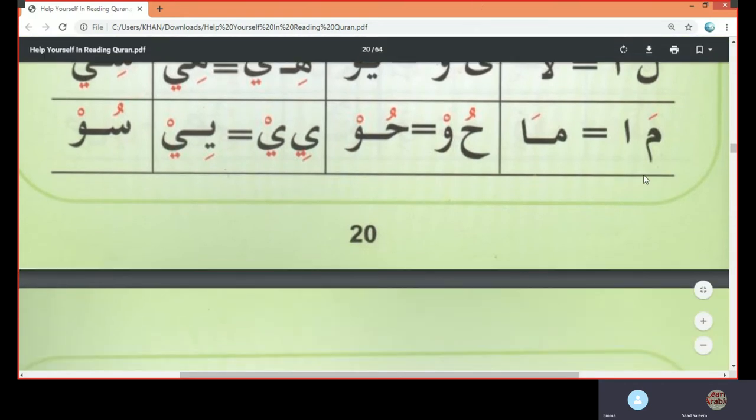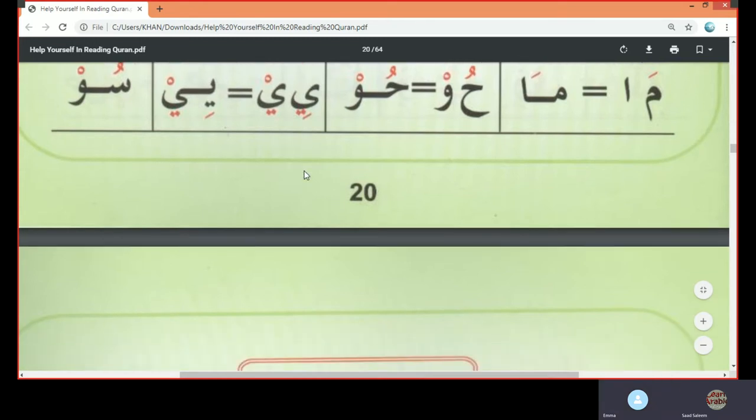Now we have fatha plus Alif. In Waw Madda we have dhamma plus Waw. Ya Madda we have kasra plus Ya sukun. Okay. Remember.